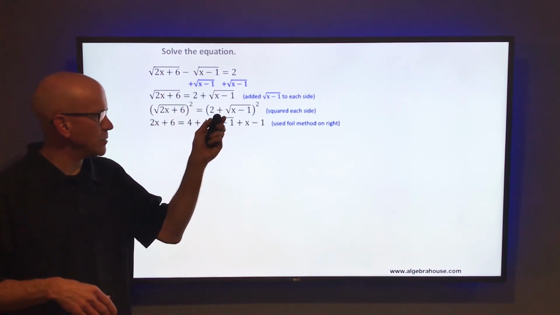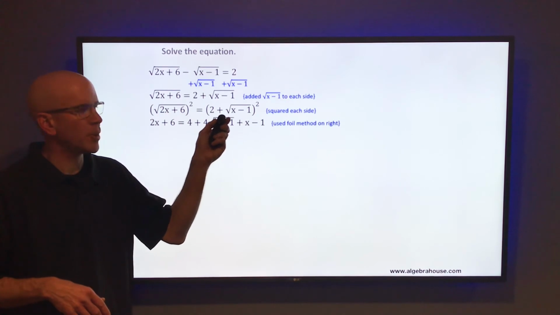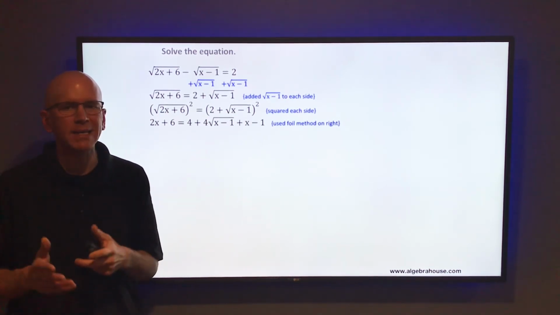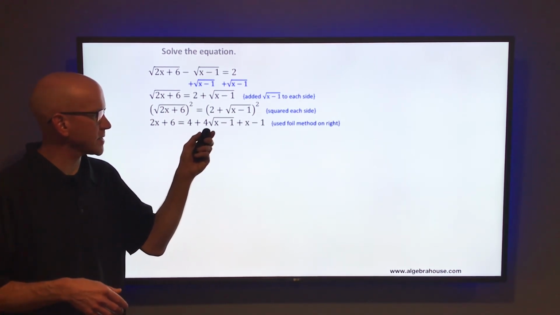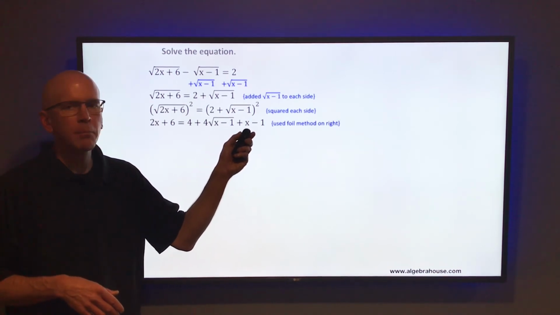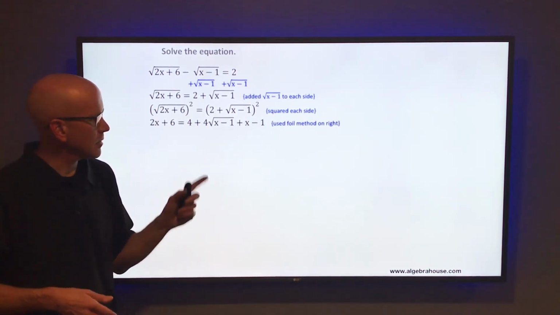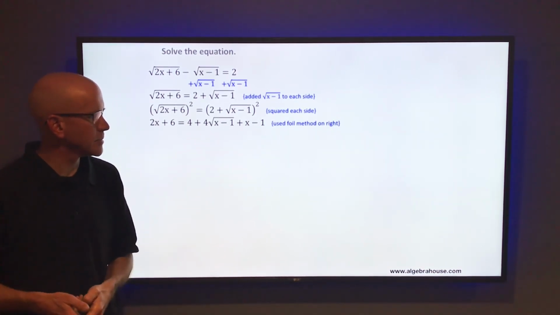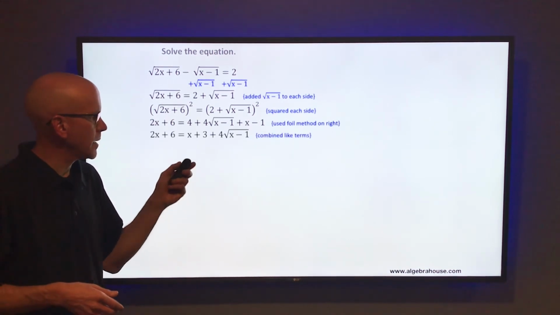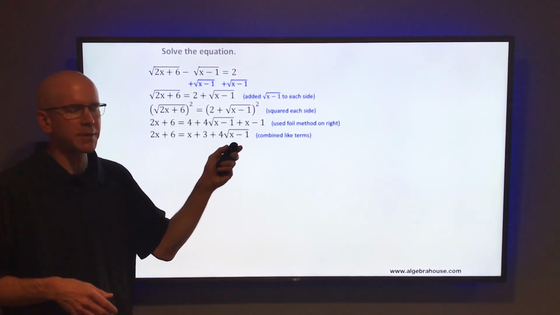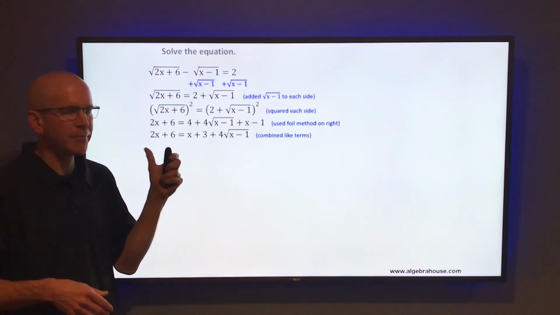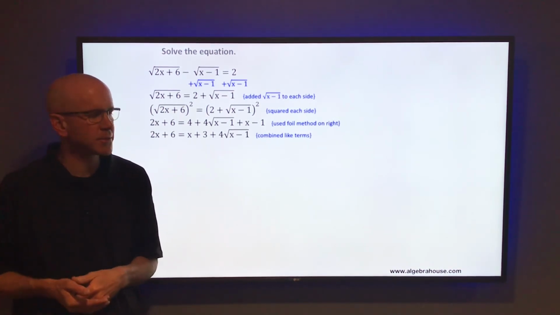On the right, when you use the FOIL method or distributive property, multiplying 2 plus the square root of x minus 1 by itself, you'll get 4 plus 4 times the square root of x minus 1 plus x minus 1. Now on the right side, you can combine those like terms. 4 and negative 1, that makes 3. So it'd be x plus 3 plus 4 times the square root of x minus 1. On the left, nothing changes, still 2x plus 6.